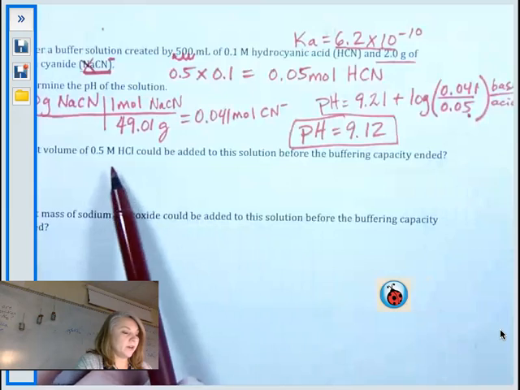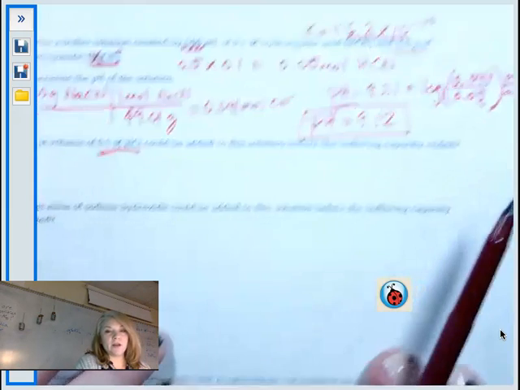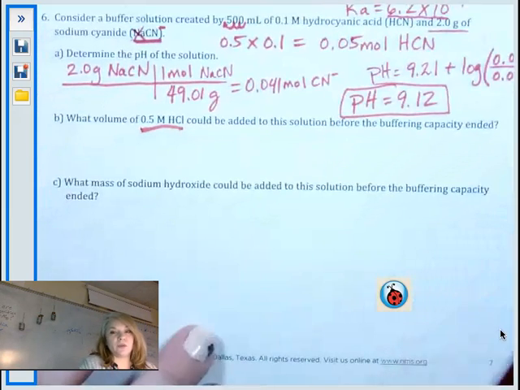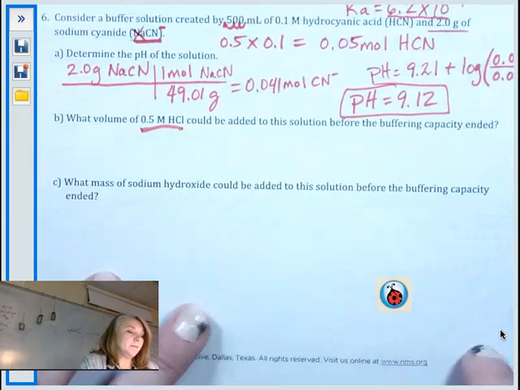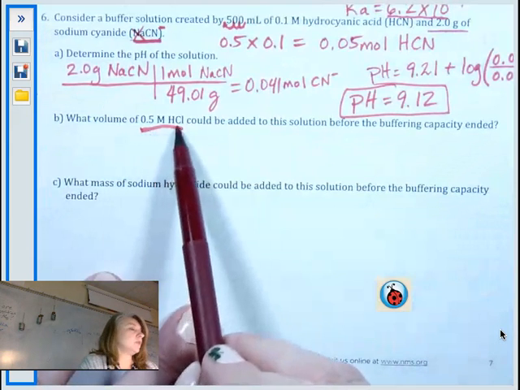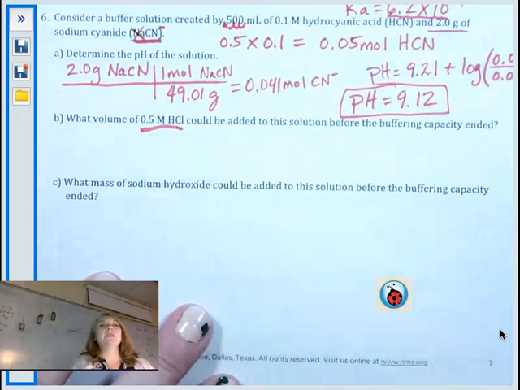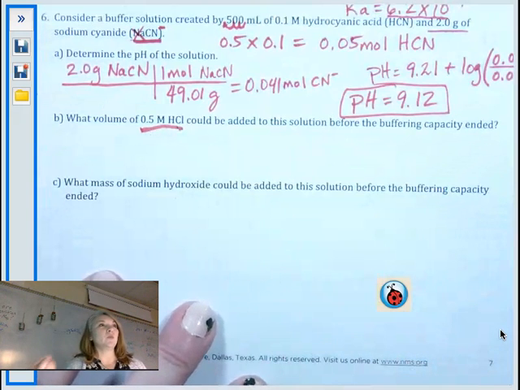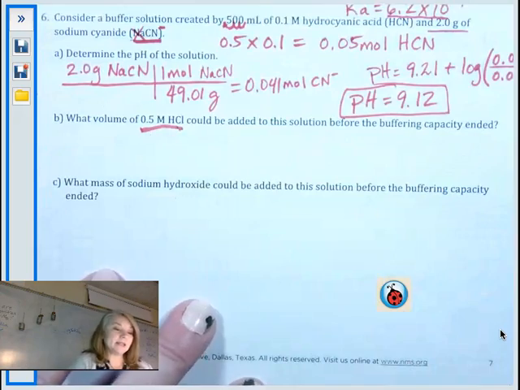It says, what volume of 0.5 molar HCl could be added to this solution before the buffering capacity ended? Now, what are we adding? Is that an acid or a base? Acid. That's an acid. And so what takes care of that acid? Which part of the buffer system? The base takes care of it.